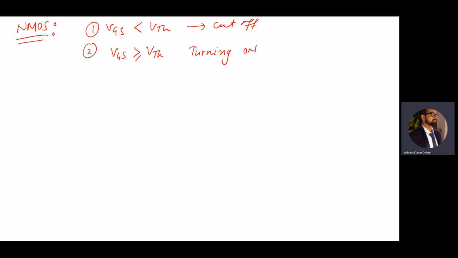Understood? So now the first part: if VDS is less than VGS minus VTH. This VGS minus VTH is also called the overdrive voltage.